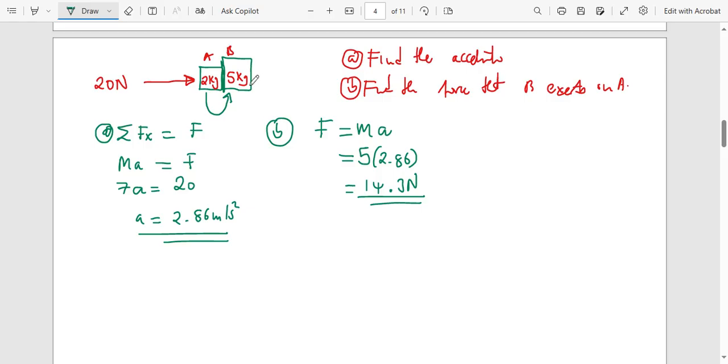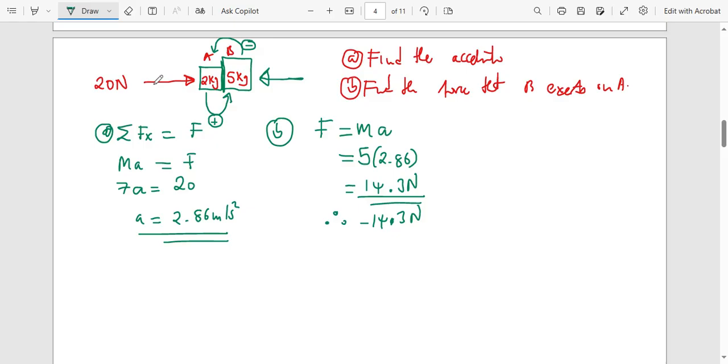According to Newton's third law of motion, to every action there is an equal but oppositely directed reaction. So since A is exerting a positive force on B, B will also exert the same force on A, but it is going to be negative in sign. Therefore, the force that B is exerting on A is negative 14.3 newtons.